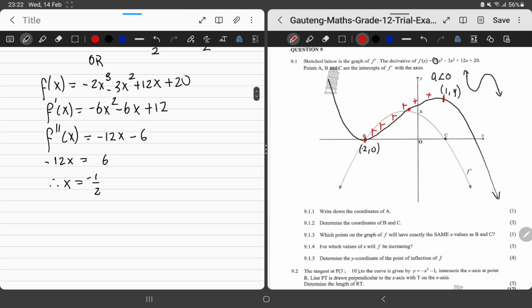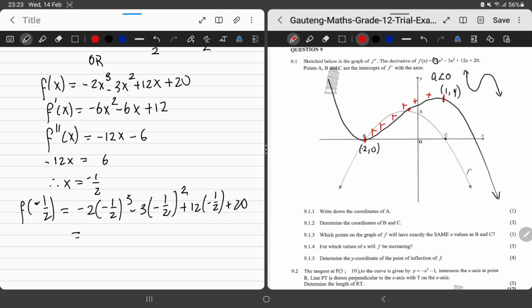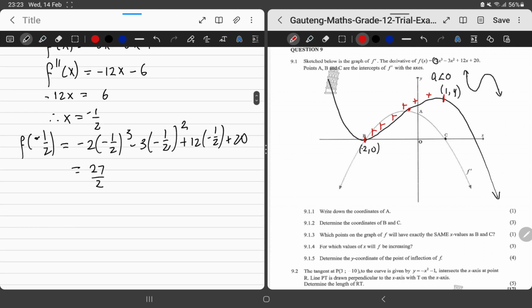But they are looking for the y value, not the x value. So I'm going to substitute that into f: -2(-1/2)^3 - 3(-1/2)^2 + 12(-1/2) + 20. This gives me 27/2.